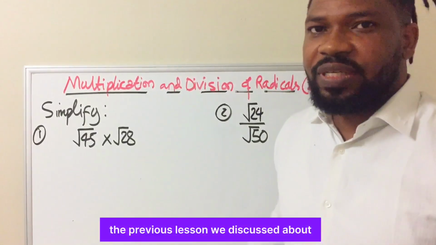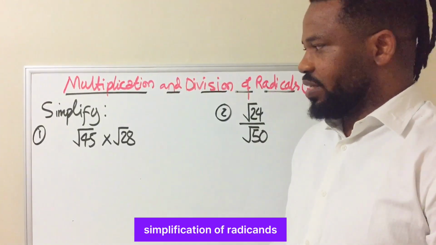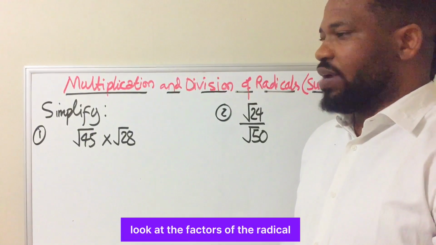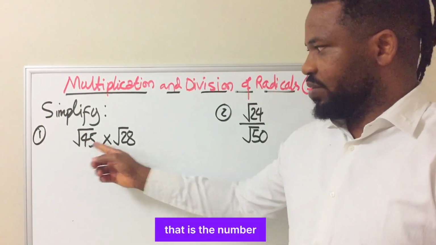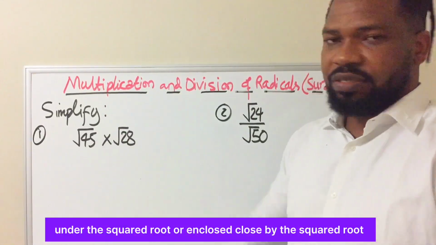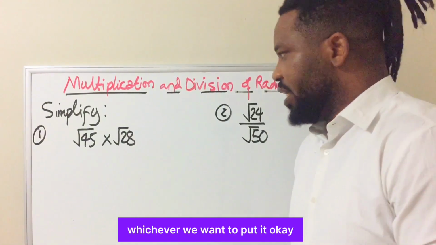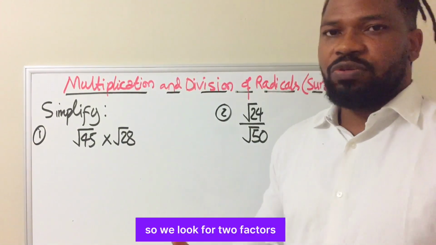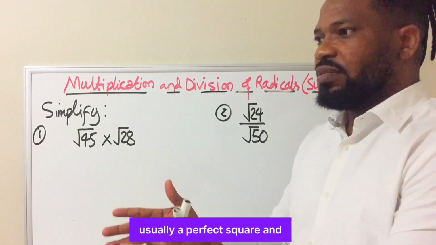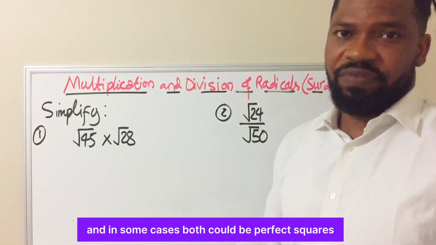Radicals. In the previous lesson, we discussed simplification of radicals. And we said for us to simplify radicals, we need to look at the factors of the radicand, that is the numbers under the square root or enclosed by the square root, whichever way you want to put it. So we look for two factors, usually a perfect square and a non-perfect square. And in some cases, both could be perfect squares.